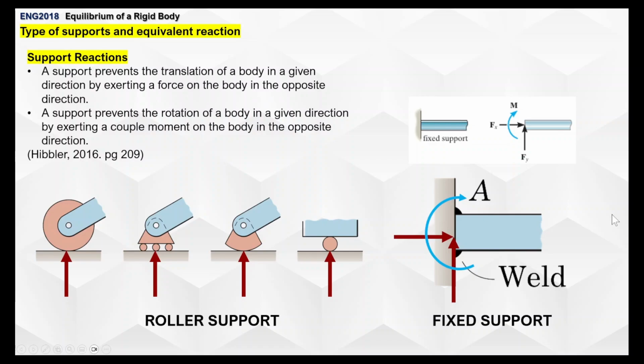Okay, so if there's a force applied here, there's an equivalent and opposite reaction in the fixed support. So for example, there's a downward force here. The reaction against that will be a reaction in the fixed support here at Fy. Okay, a support prevents the rotation of a body in a given direction by exerting a couple moment on the body in the opposite direction. So if there's a moment here, there's an opposite moment the other way around.